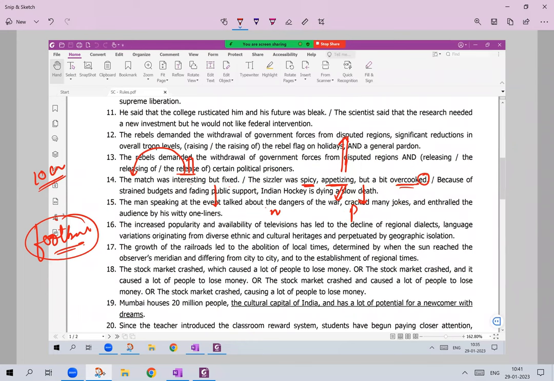Look into the third statement. Because of a strained budget and fading public support, Indian hockey is dying a slow death.